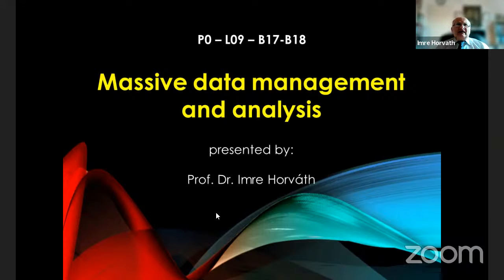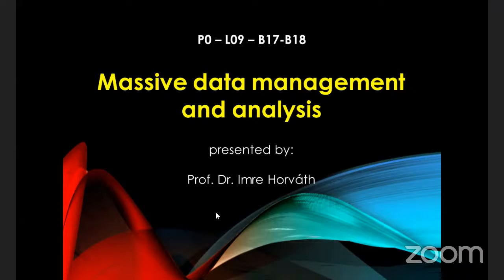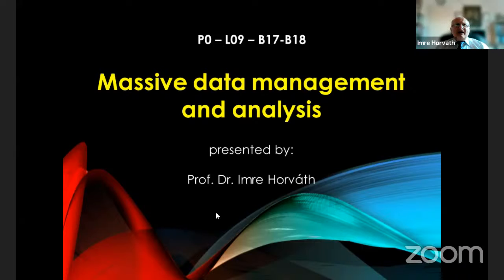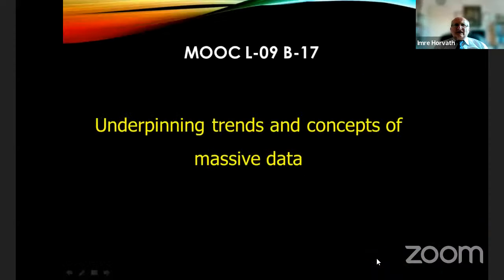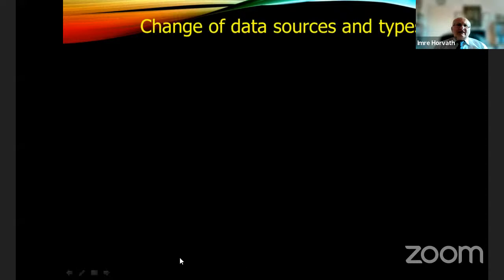The second lecture today will be about massive data management and analysis. Please note, it is not exactly the same as big data management, although there is an overlap between the two things, which I will emphasize in my presentation. This is also decomposed into 2 blocks. In the first one, I will talk about the underpinning trends and concepts of massive data and massive data processing. In the second one, I will visit the issue of using blockchains within a cyber-physical systems environment.